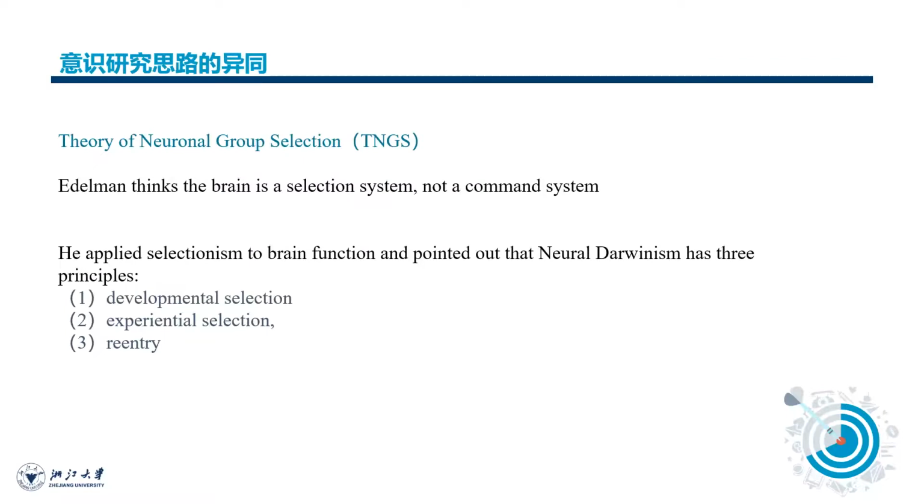About TNGS, Edelman says the brain is a selection system, not an instructive system. He applied selectionism to brain function and pointed out that neural Darwinism has 3 principles: developmental selection, experiential selection, and reentry.